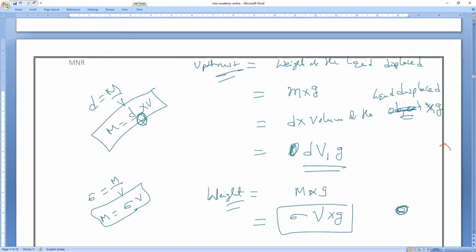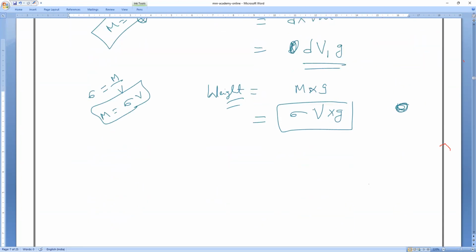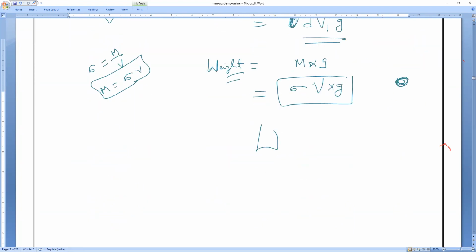This is the weight of the object. If I take any kind of object, weight is acting downwards, buoyancy is acting upwards. So buoyancy, or upthrust, is equal to D into V1 into G. What is V1? Volume of the liquid displaced. D means density of the liquid. G means acceleration due to gravity.